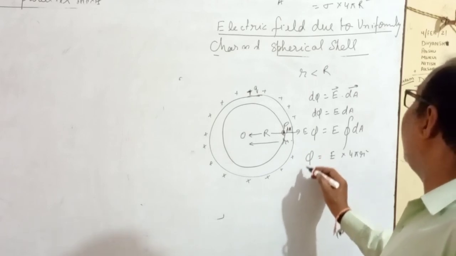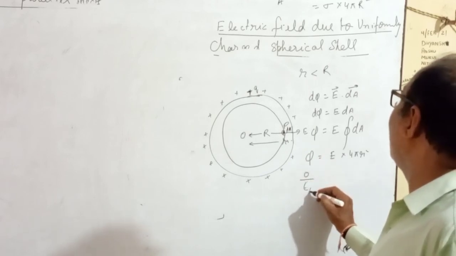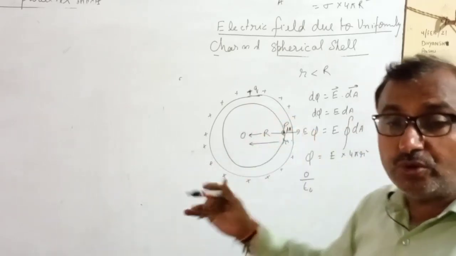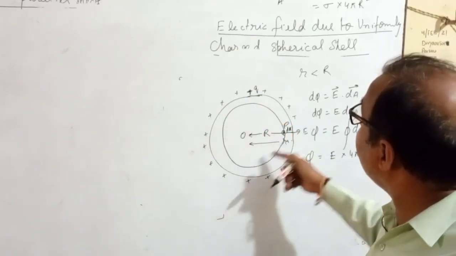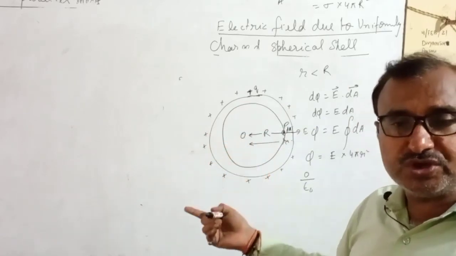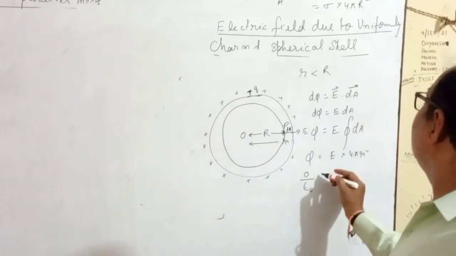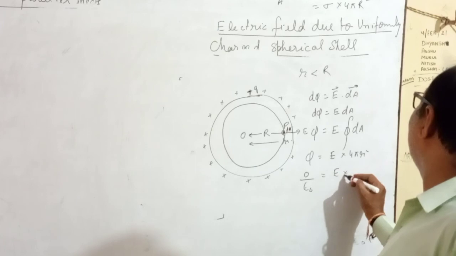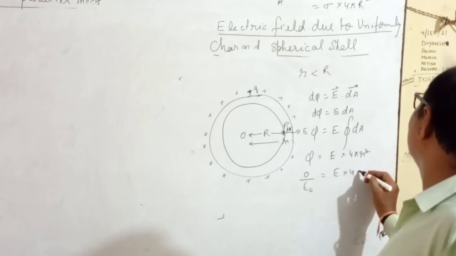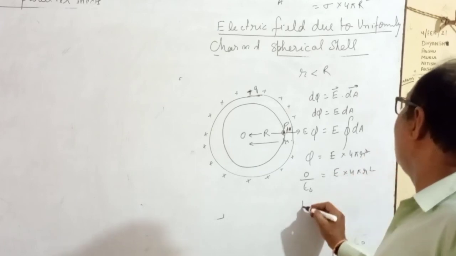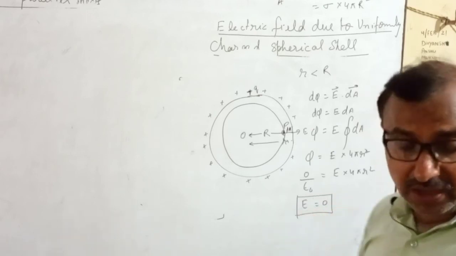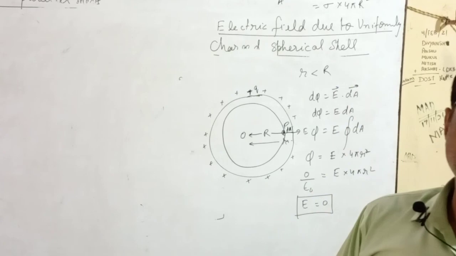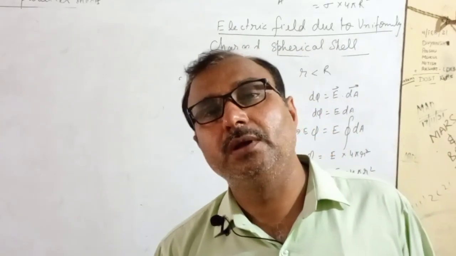Now what is phi? Phi equals 0 upon epsilon naught, because inside there is no charge. Charge is at the surface of the sphere. In this Gaussian surface inside the sphere there is no charge, so this is 0. E into 4 pi r square equals 0, so E equals 0. Basically, if we discuss, this is all about this chapter.